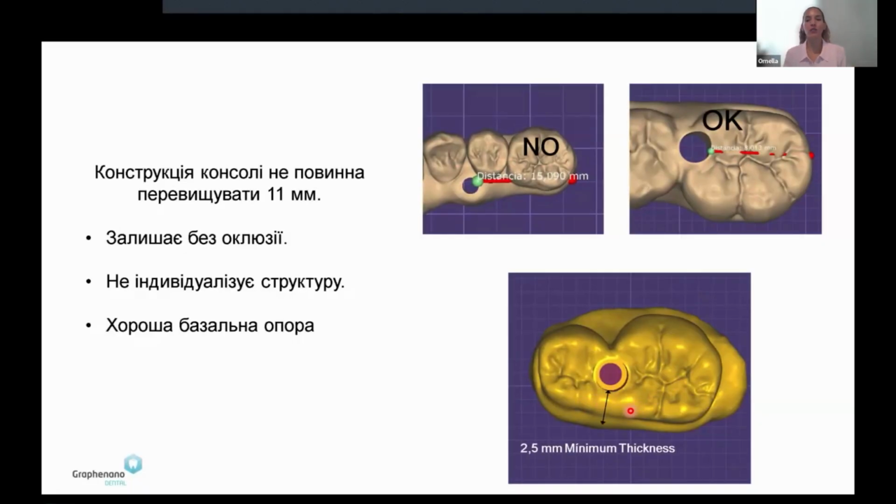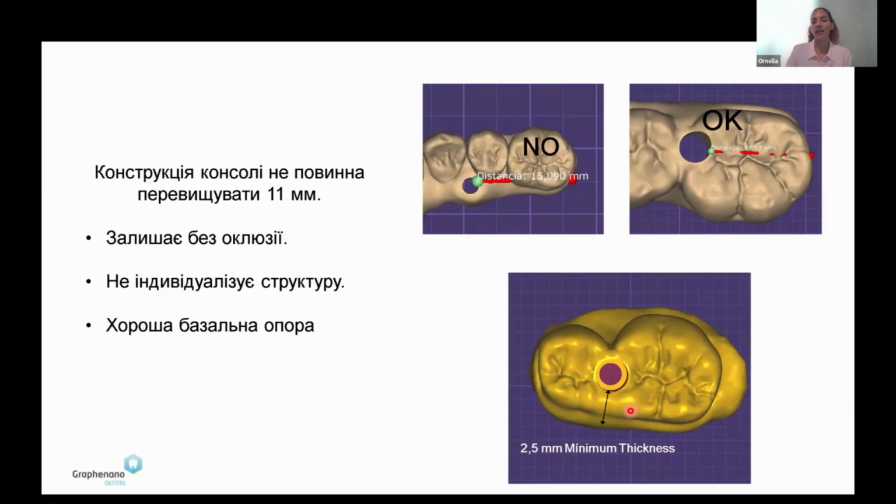We don't have any support on the back. The only support that the cantilever has is the way it touches the soft tissue, okay? Because it's touching the gingiva, and that's the only support of the bone that the cantilever has.